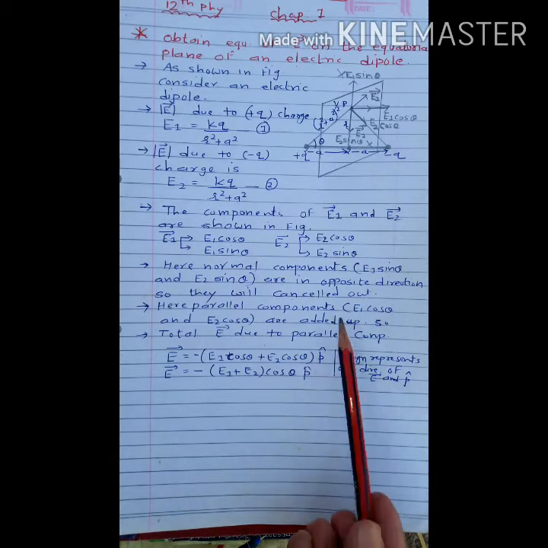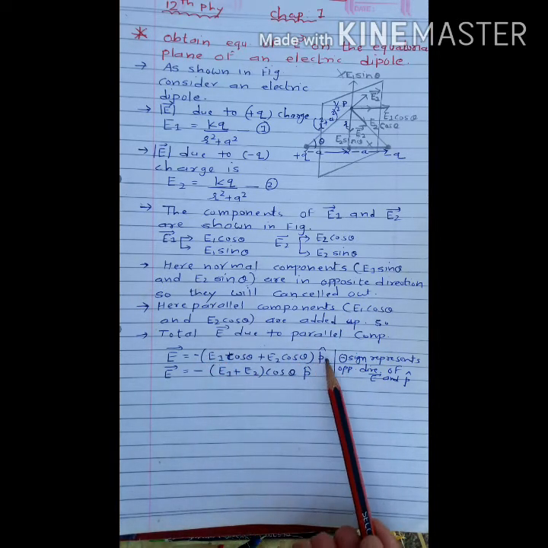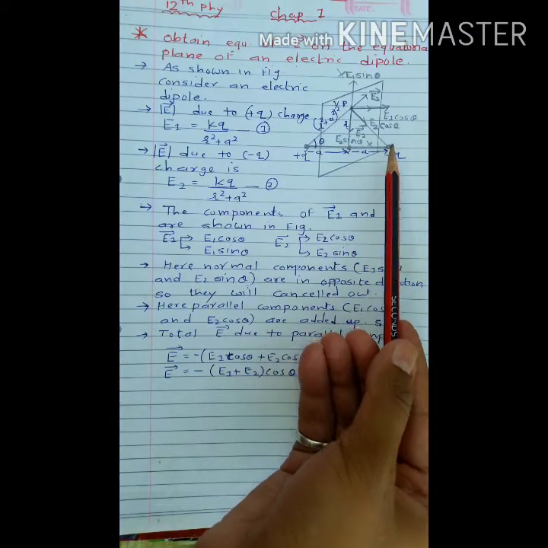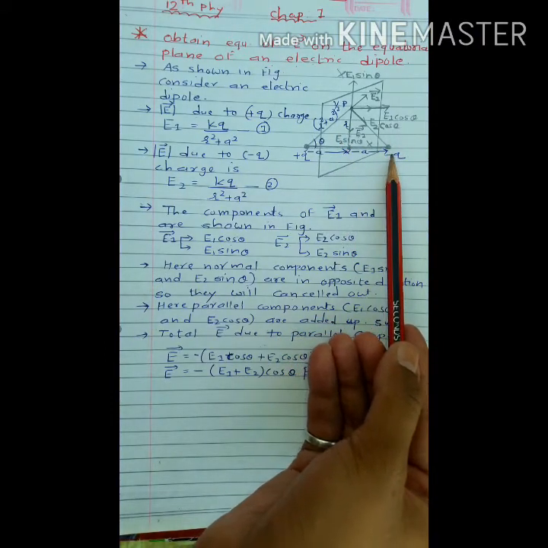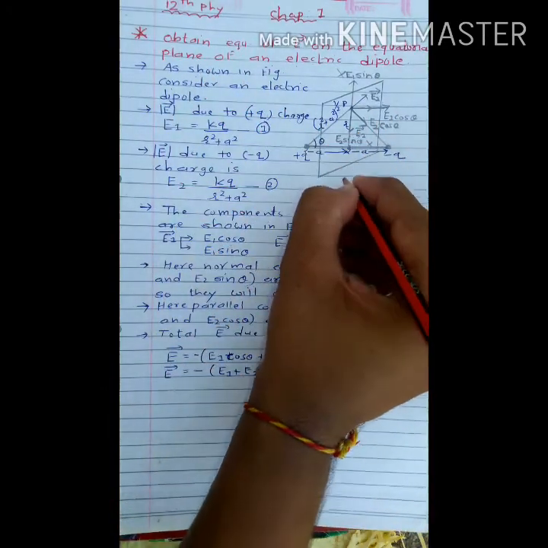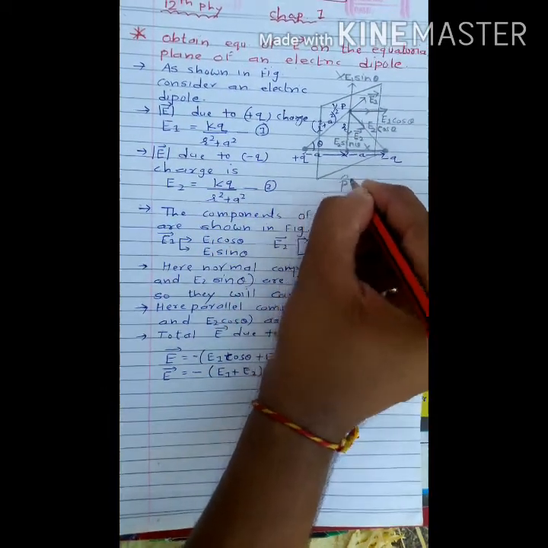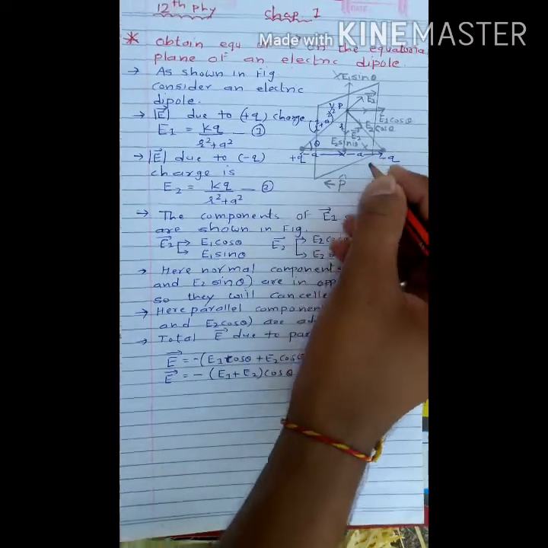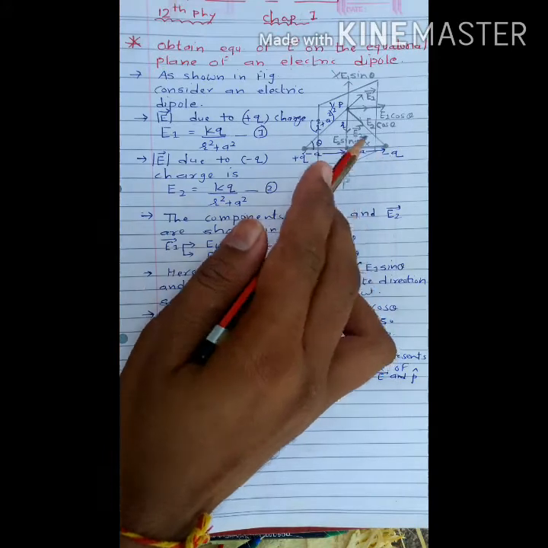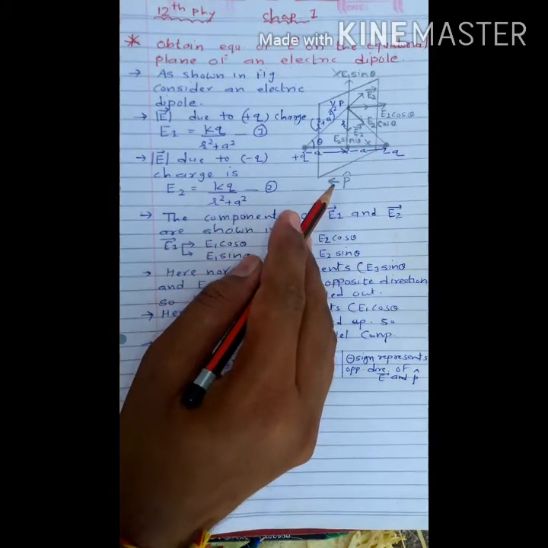Now here we will consider minus P cap. So minus P cap gives the direction of the dipole moment. This is our negative charge, this is our positive charge. So the direction of P cap is from minus Q to plus Q charge. This is the direction of P cap.